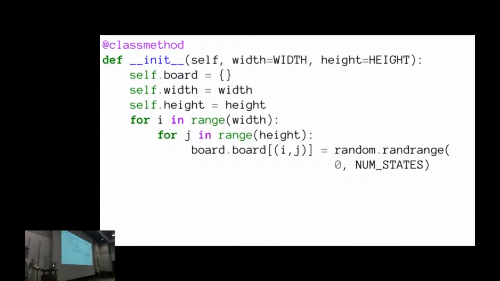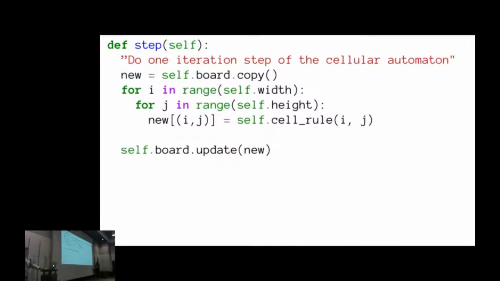I did a very simple representation of the board as a dictionary with a tuple with the XY coordinate as the key. And so it's easy to fill in the board with random states like this. And then doing one processing loop consists of looping over the size of the board, applying the cell rule and building a new dictionary, and then we can update the board's state with that constructed dictionary.